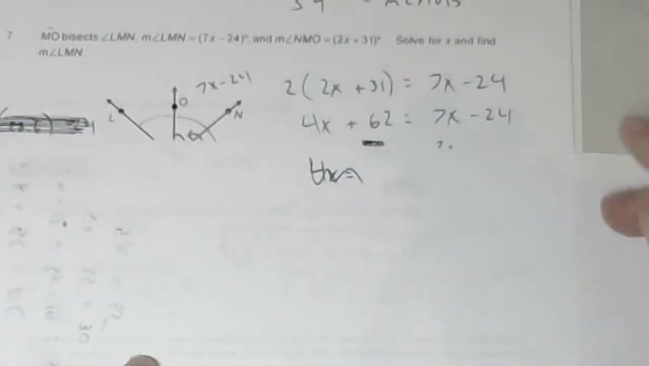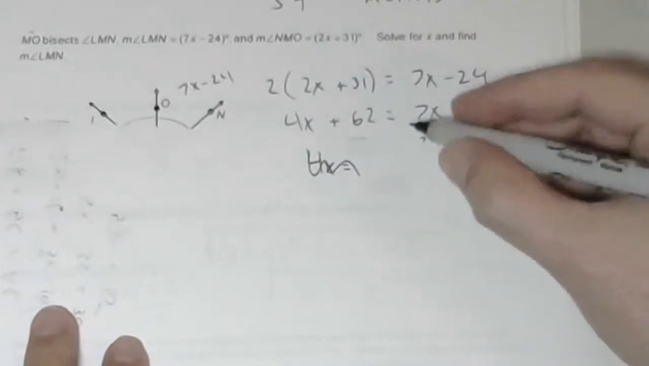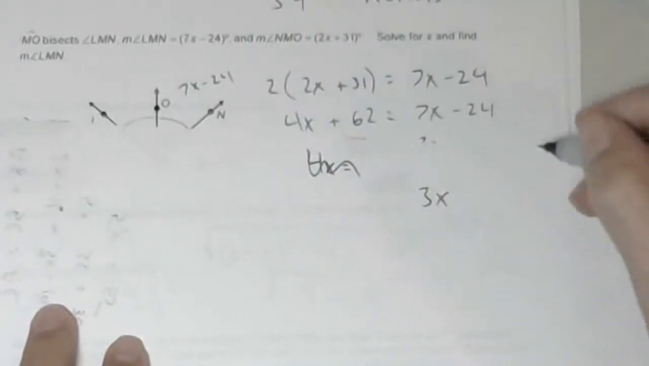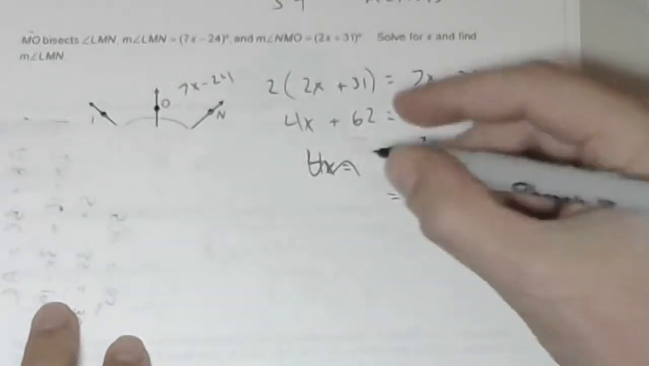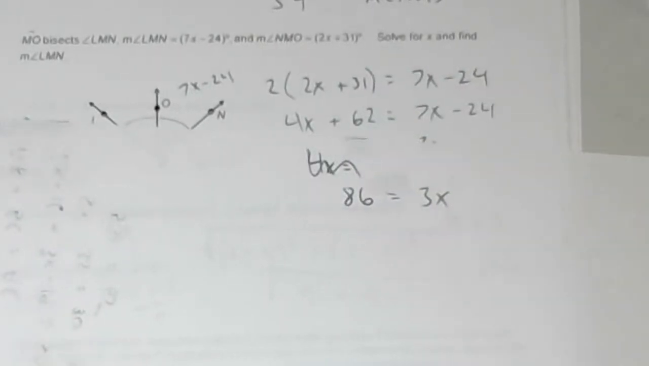What's going to happen? I'm going to get 3x over here, subtracting my 4x from both sides, equals 62 plus 24, which is 86. 4x plus 62 equals 7x minus 24. 7x minus 4x is 3x. 62 plus 24 equals 86. I am getting the same value. X equals 28 2/3.